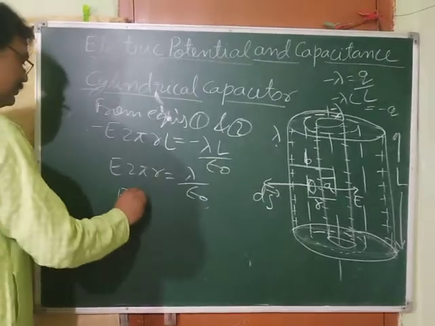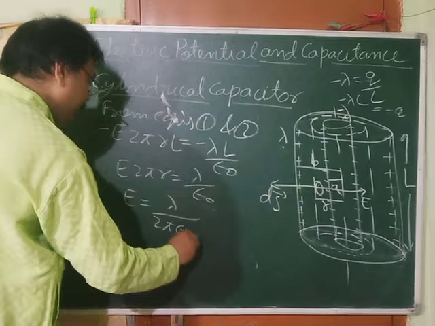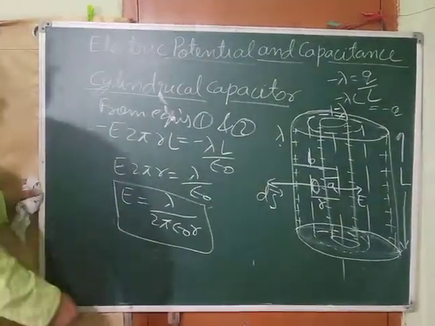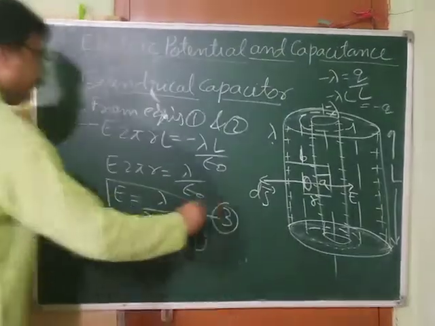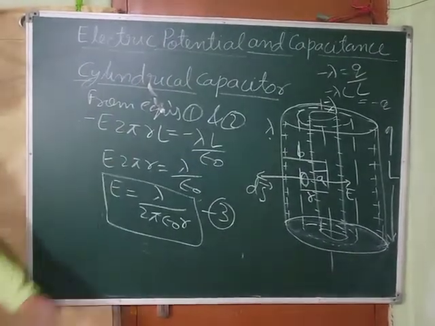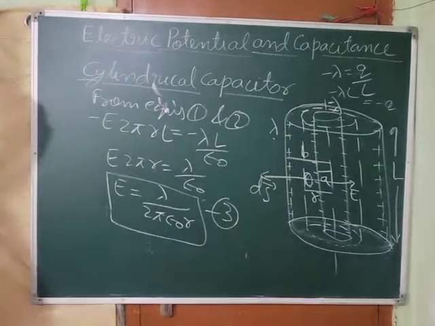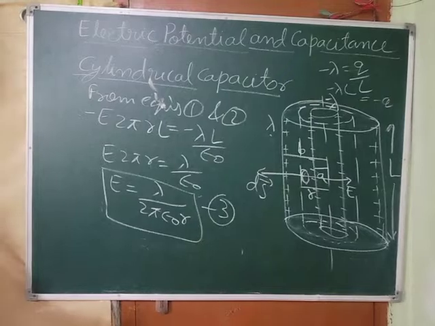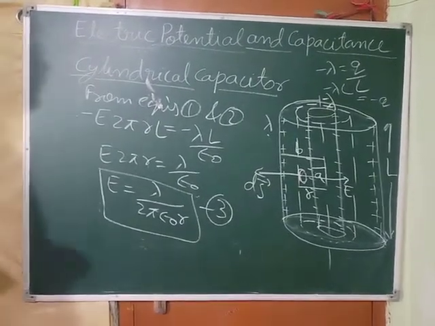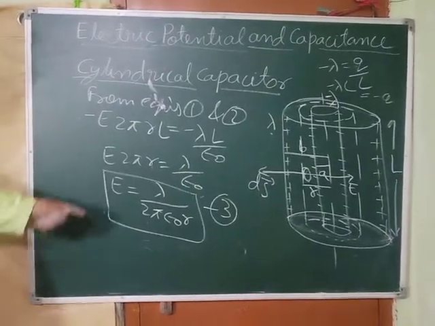So we can write E is equal to lambda by 2 pi epsilon naught R. Can we write it like this? See this, this is our equation number 3. Yes. So we got this electric field. Note down. Now we have to find out the potential. The process is the same for all the cases. We have to find the potential, then we can find out the capacitance. So just note down.